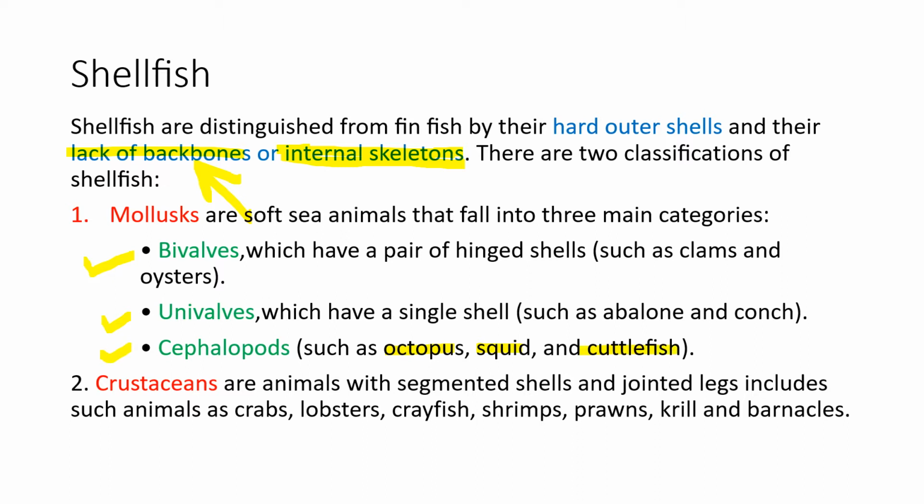Crustaceans are animals with segmented shells and jointed legs, including crabs, lobster, crayfish, shrimp, prawn, krill, barnacle, etc. We'll talk about some of these, typically crab, lobster, crayfish, shrimp, prawn. All of these we shall be talking about in subsequent slides.